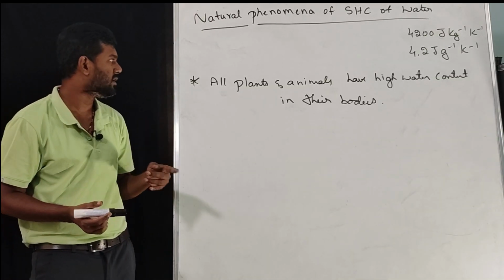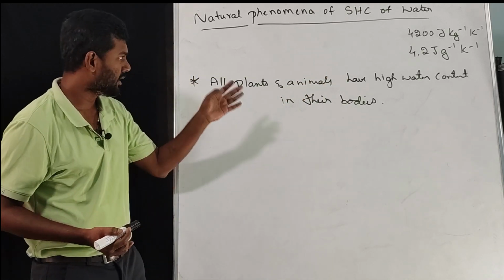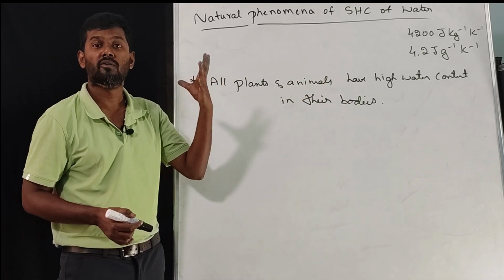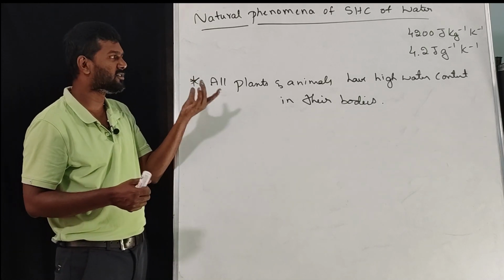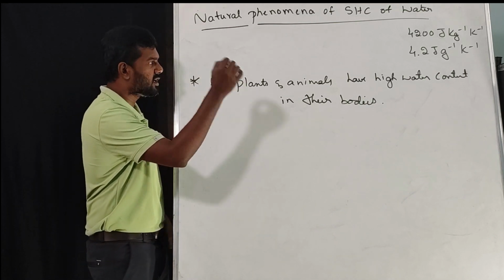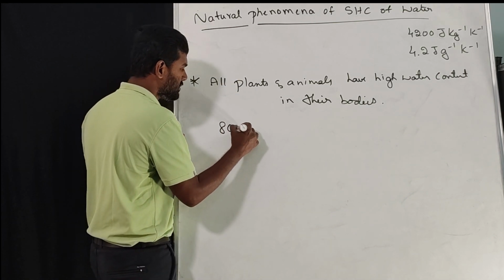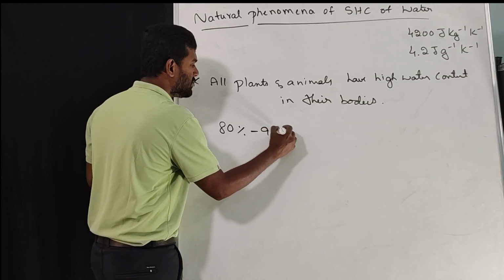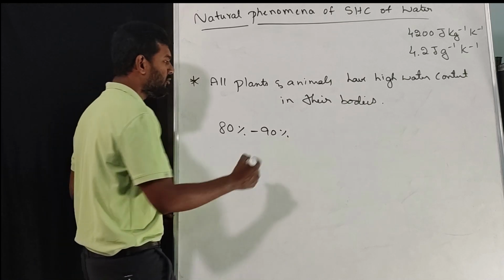Our last phenomenon, see, all plants and animals have high water content in their bodies. It seems like a biology question, but it is a physics related question. Listen, you can answer it through biology also, but in physics we are going to write the answer in a different way. Listen, all plants and animals have high water content. 80 to 90% of the bodies of plants and animals, including us, is made up of water.